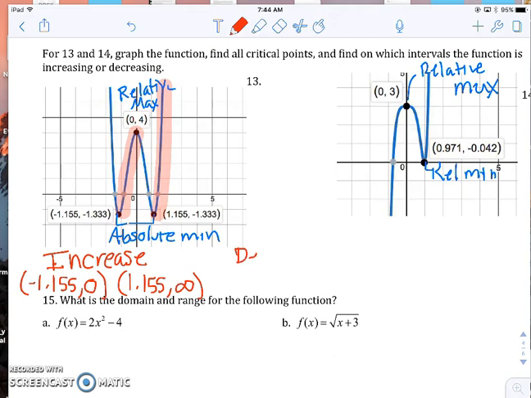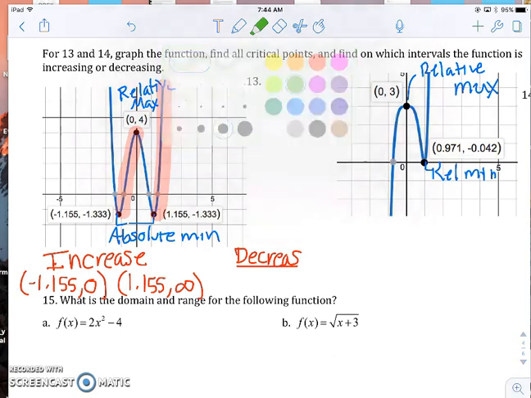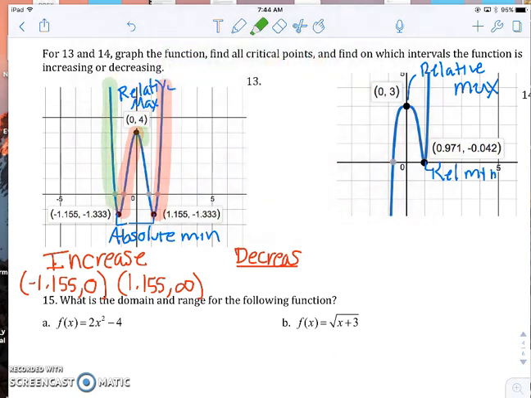And then where is it decreasing? Well, if we highlight this, it's decreasing and decreasing. So it's decreasing from negative infinity to negative 1.155. And then again, where x is 0 to 1.155. So the next one here, well, that's our only decrease.